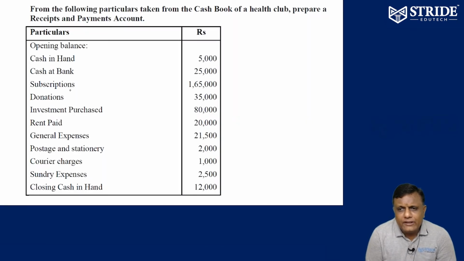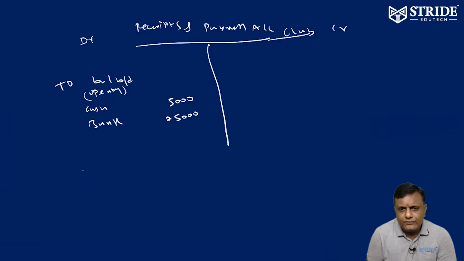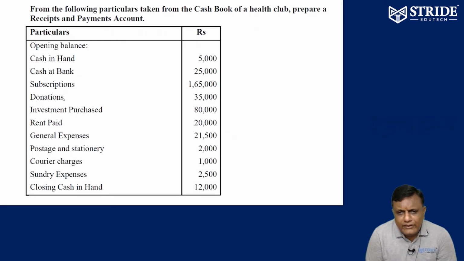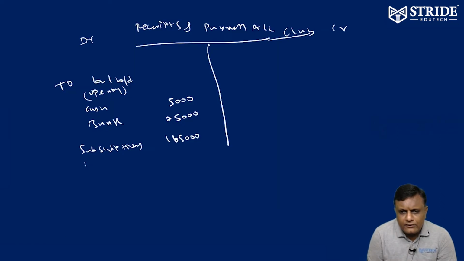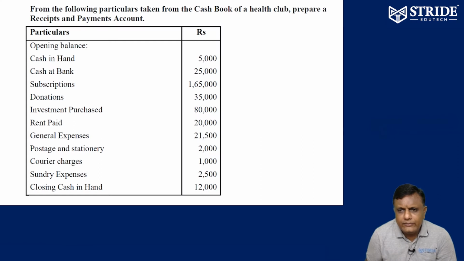Is there any receipt in the form of subscription to the club? Yes, we have received cash in the form of subscriptions, 1,65,000. Is there any donation received? Yes. How much? 35,000 donations received. To donations, how much? Donation received 35,000.